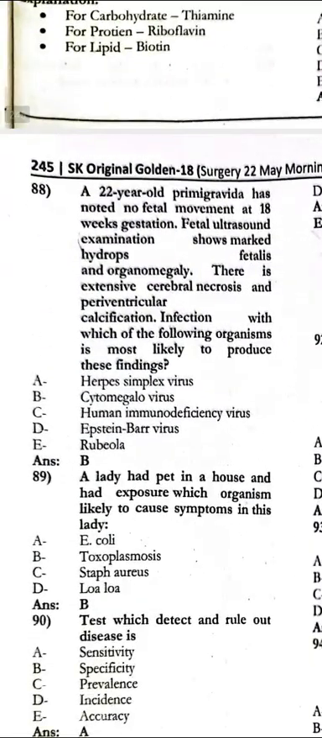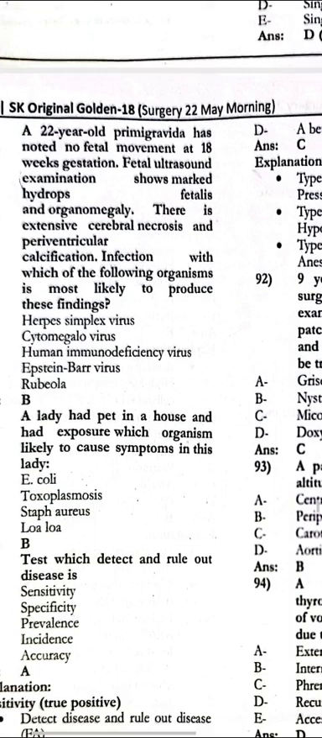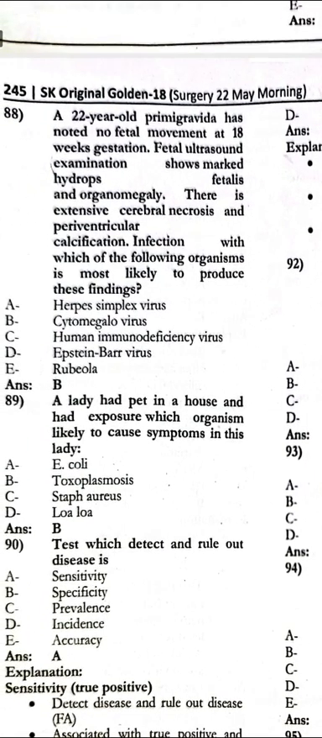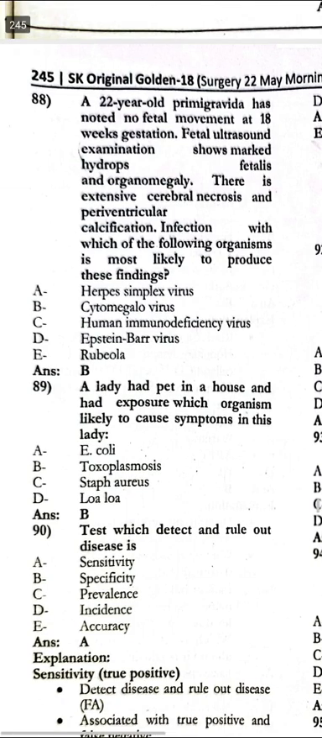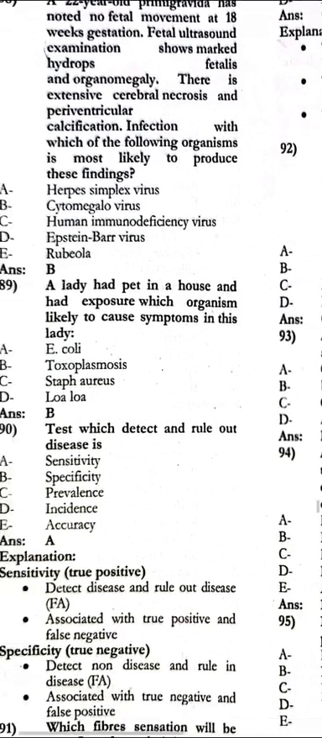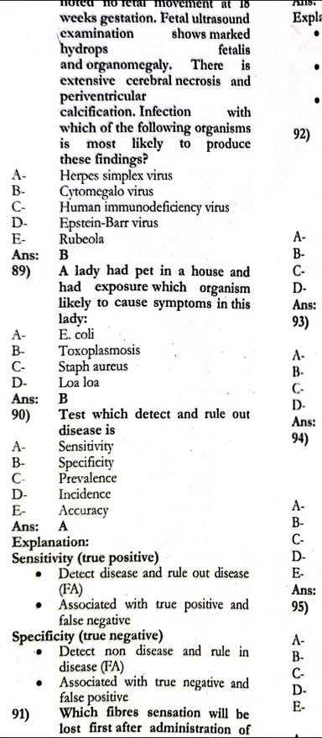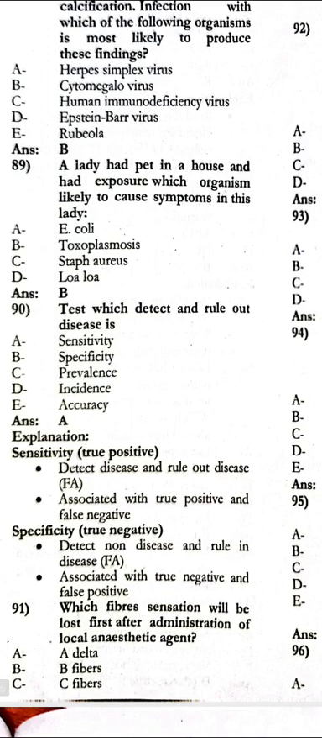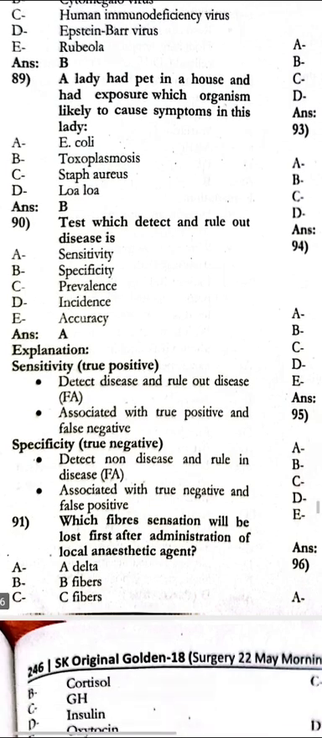Next, 88. A 22-year-old primigravida has noted no fetal movement at 18 weeks gestation. Fetal ultrasound examination shows marked hydrops fetalis and organomegaly, with extensive cerebral necrosis and periventricular calcification. Infection with which organism is most likely to produce these findings? The cytomegalovirus. A lady had a pet in the house and had exposure. Which organism is likely to cause symptoms in this lady? That is toxoplasmosis. The test which detects and rules out the disease is the sensitivity.